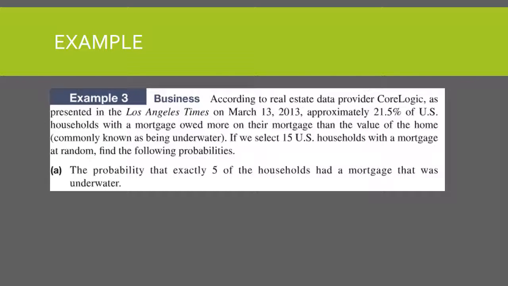According to the real estate data provider CoreLogic, as presented in the Los Angeles Times on March 13, 2013, approximately 21.5% of U.S. households with a mortgage owed more on their mortgage than the value of the home. That's commonly known as being underwater. It's also known as being upside down. If we select 15 U.S. households with a mortgage at random, find the following probabilities. Find the probability that exactly 5 of the households had a mortgage that was underwater. All right, pause the recording, give it a try, and resume to check your answer.